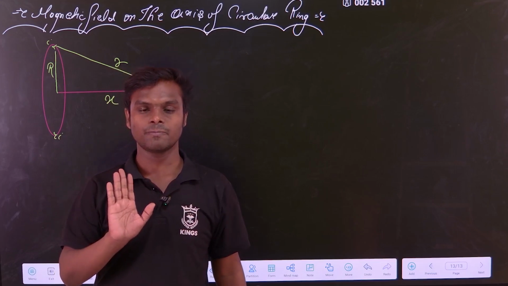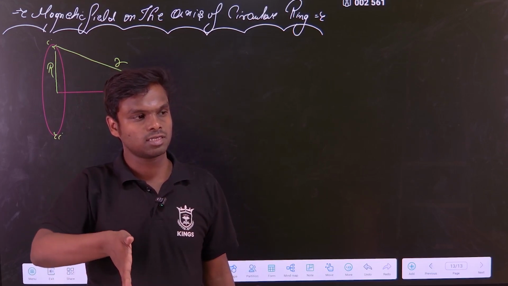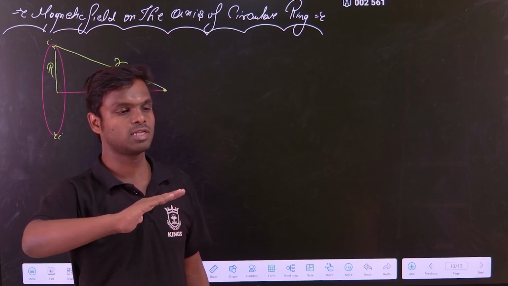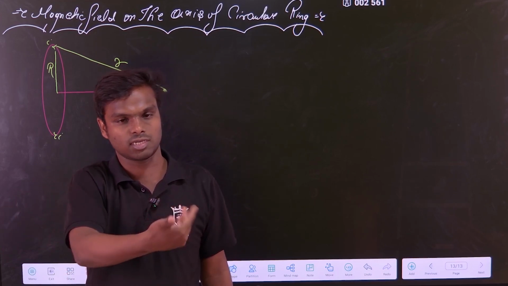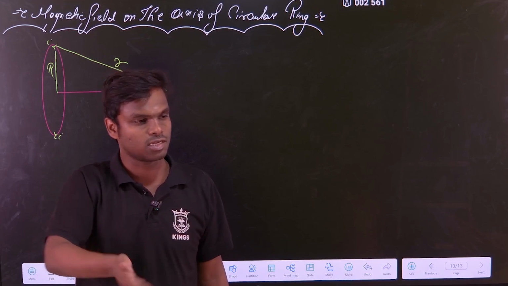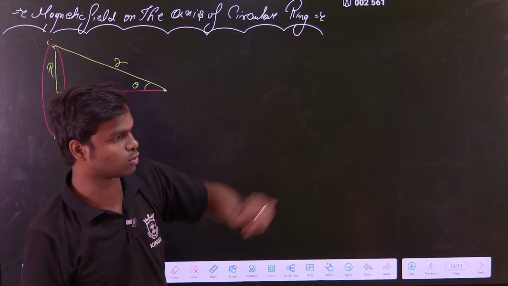Or you can say I will put my thumb in the direction and then I will do DL cross R. Thumb in the direction, DL cross R. What is the direction? It is going like this.